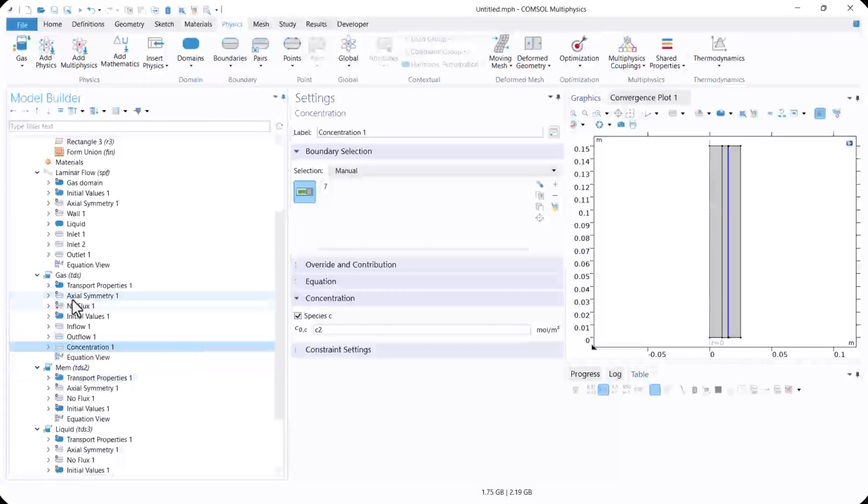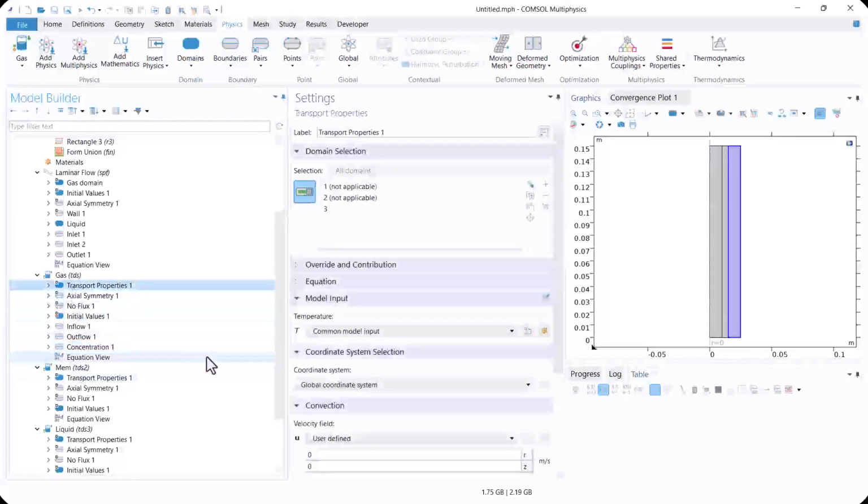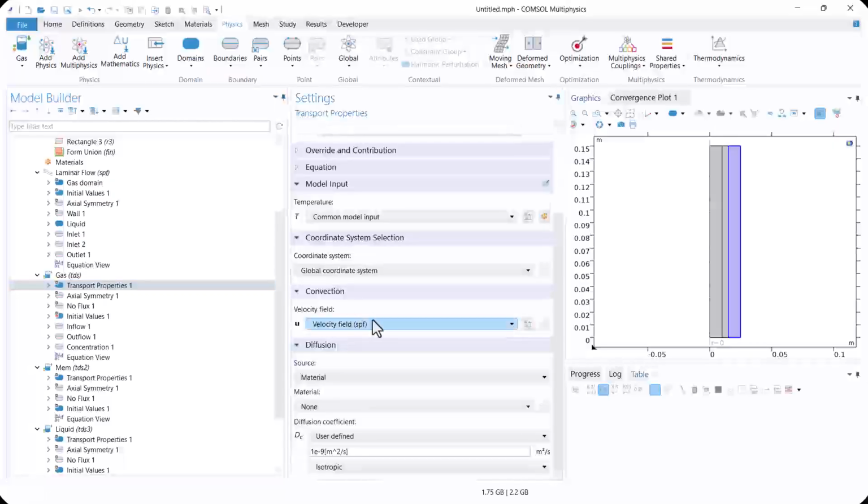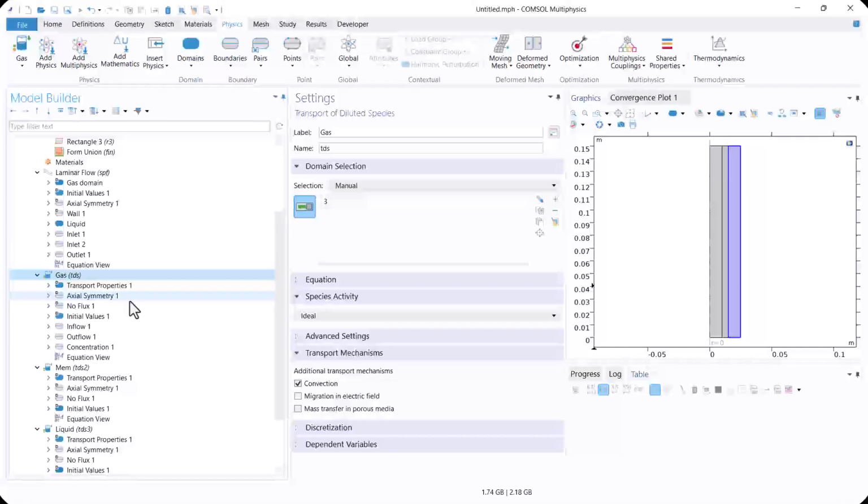Okay, now click on transfer properties. The velocity comes from laminar flow, and for diffusion we have 1.5E-5. So it is our gas phase domain.